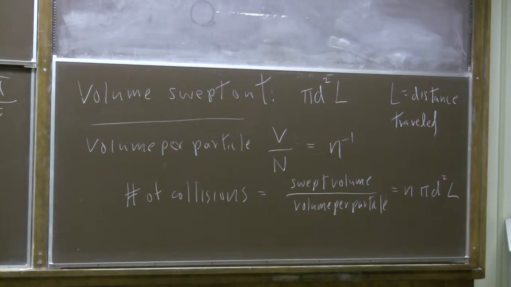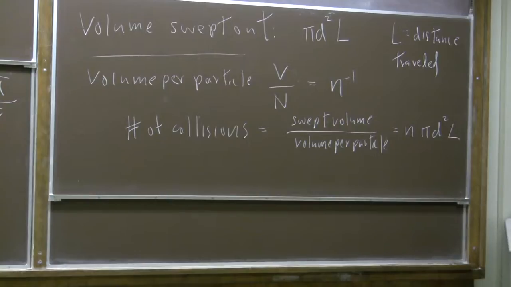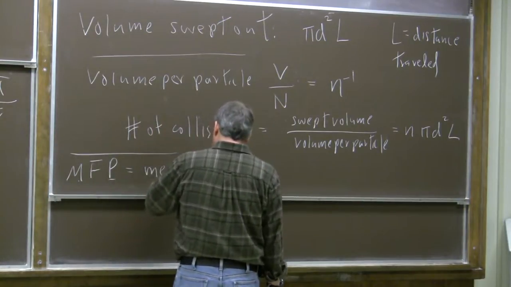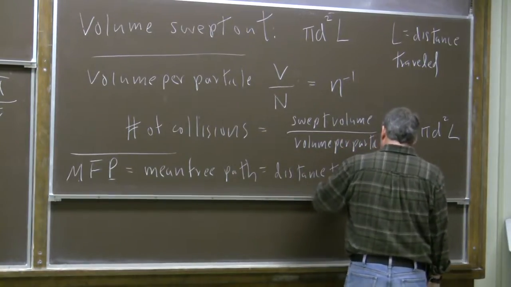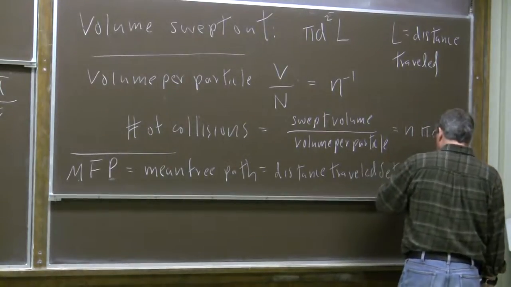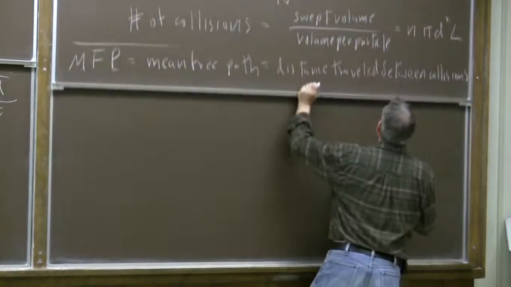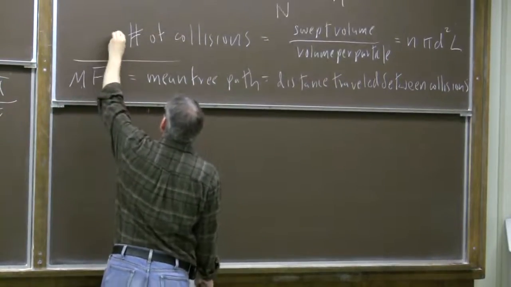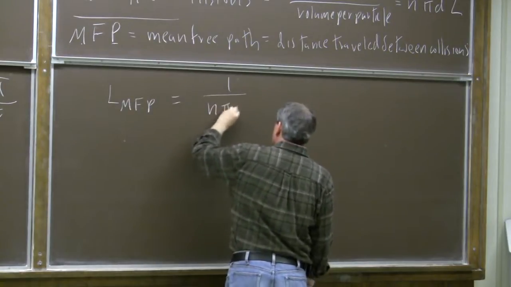And we'll call the mean free path the typical distance that the particle travels before a collision occurs. So when the number of collisions is 1, that means the particle has moved distance L given by the mean free path. So the mean free path equals the distance traveled between collisions, L mean free path. I get it just by setting the number of collisions to 1. So 1 over concentration times pi d squared.